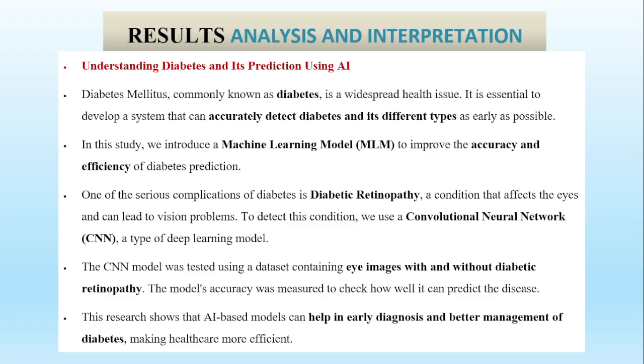One of the serious complications of diabetes is diabetic retinopathy, a condition that affects the eyes and can lead to vision problems. To detect this condition, we use a convolutional neural network, CNN, a type of deep learning model. The CNN model was tested using a dataset containing eye images with and without diabetic retinopathy. The model accuracy was measured to check how well it can predict the disease. This research shows that an AI-based model can help in early diagnosis and better management of diabetes, making healthcare more efficient.